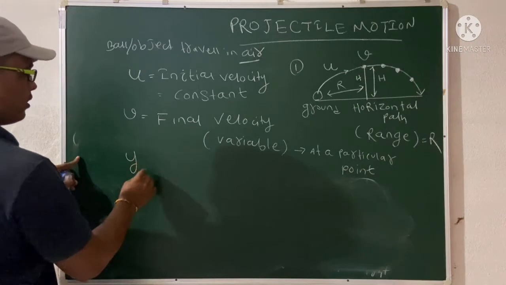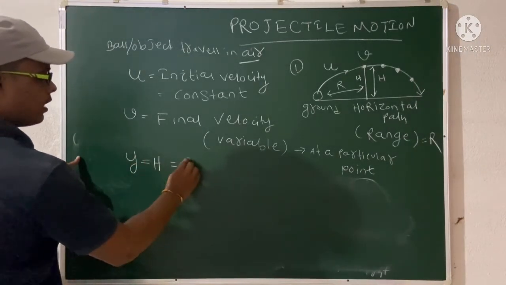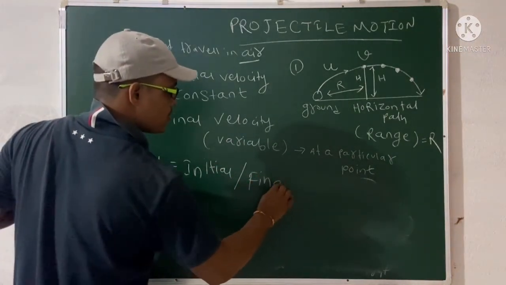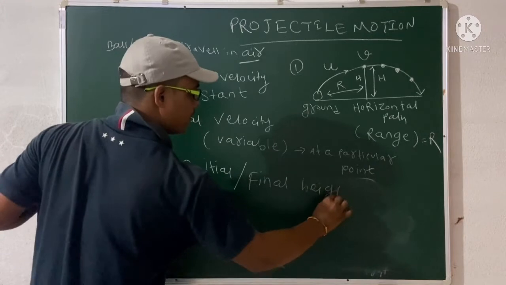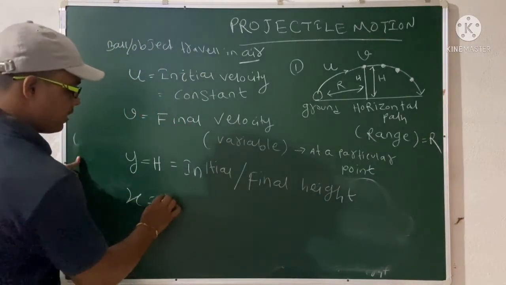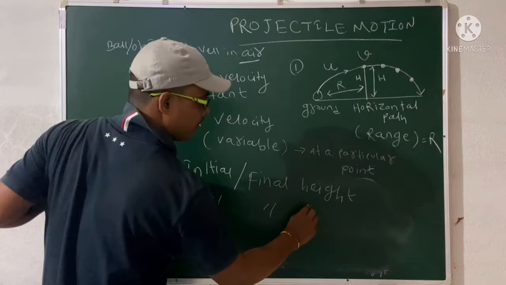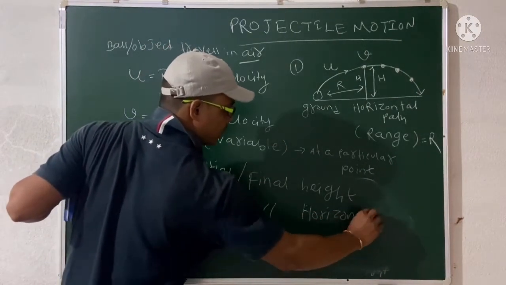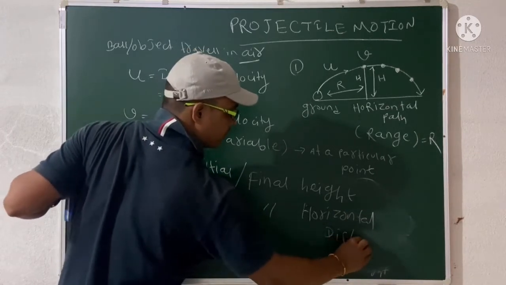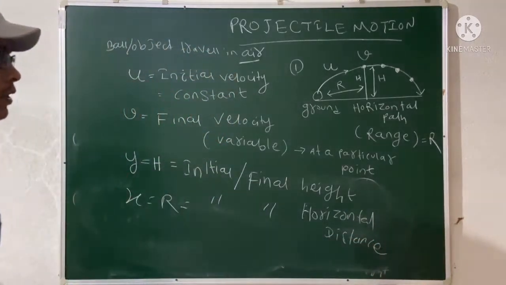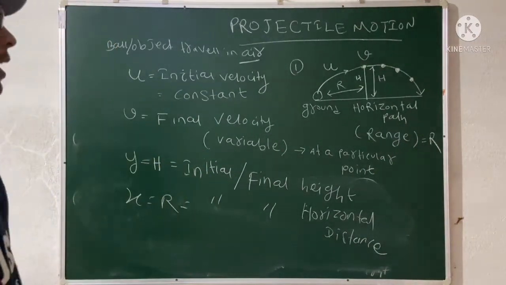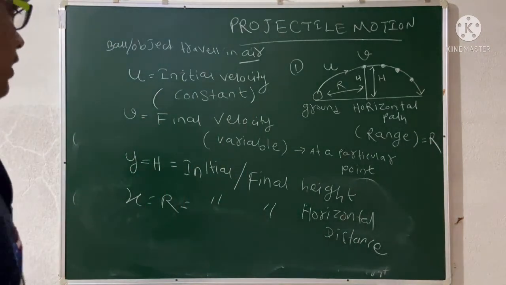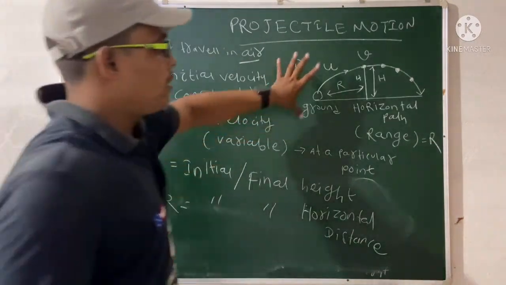initial. So what is y? y equal to h, that is your initial or final height. Then your x, that is your range, that may be your initial or final horizontal distance. So remember these things. What is the initial velocity? What is the final velocity? Remember, initial velocity is always constant, but the final velocity is variable. It can change.